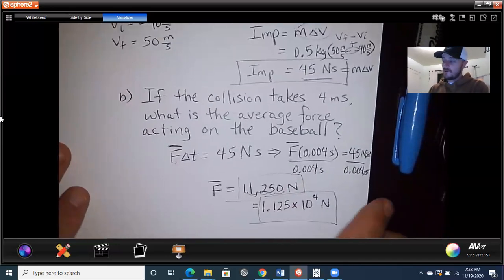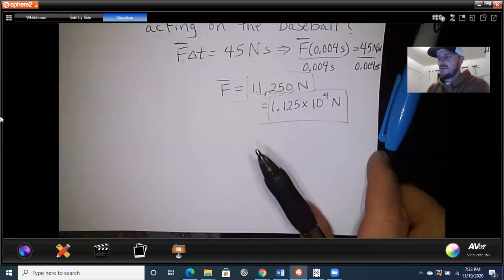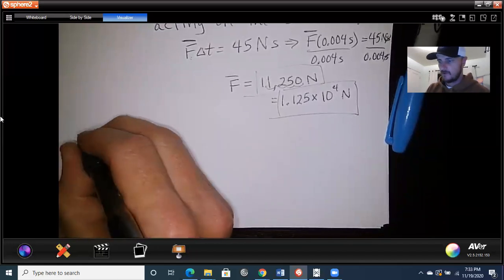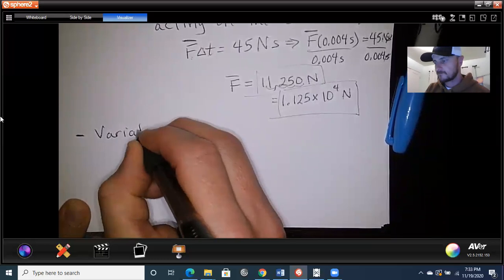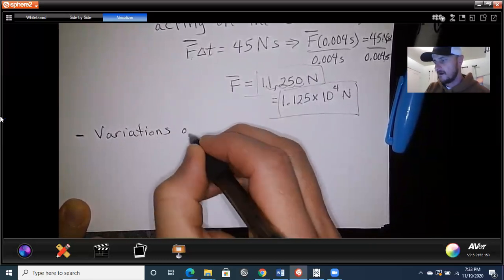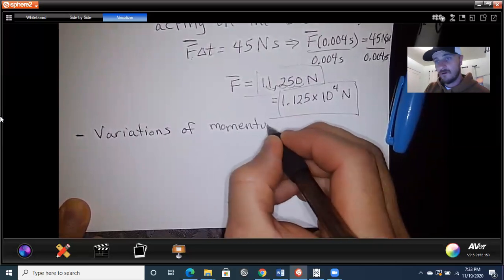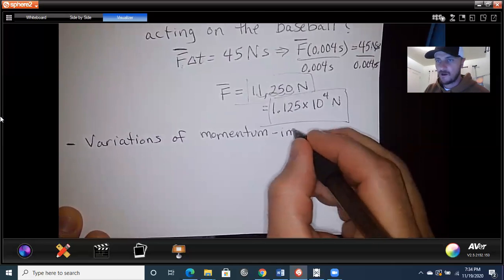I did remember one more thing I want to do. You're like, no! Oh well, deal with it. I want to look at a couple more variations. So I'll put another bullet here and I'll say variations of the momentum impulse theorem. And see, there you go. I went ahead and I called it momentum impulse instead of impulse momentum. I'm fine with either.